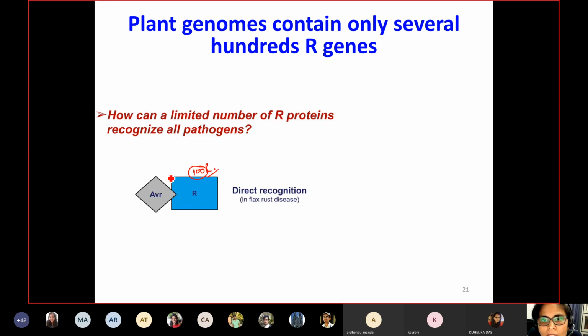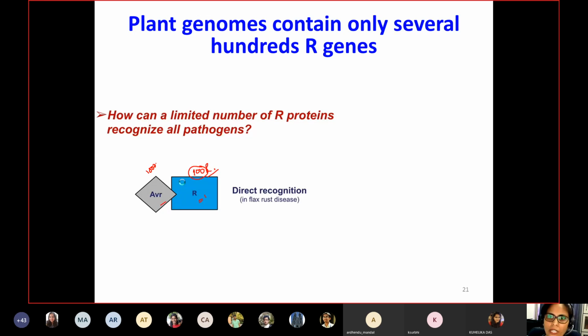But when it comes to pathogens, there are a lot of different pathogens infecting the plant. There are more than 1,000 microbes which might be infecting plants. So the question arises: if there is direct recognition, that means one AVR to one R gene, then only a limited amount of pathogenicity can be fended off by the plant system. So how is this limited number of R genes able to recognize different AVR systems?